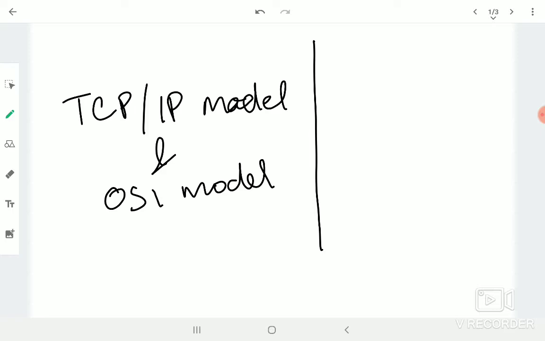But the next question is, why do we have two models? Why not one model? Right? So we've got two models over here, OSI as well as TCP/IP. So let's look at why we have two models and how they look like.